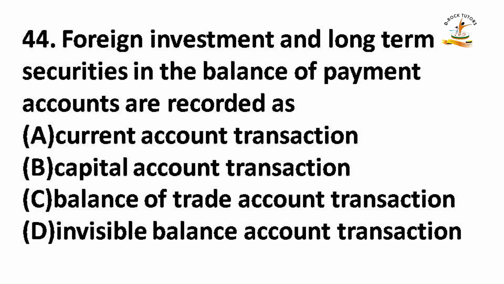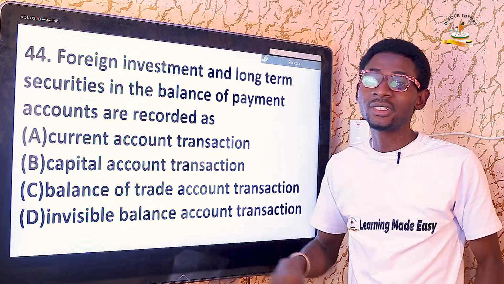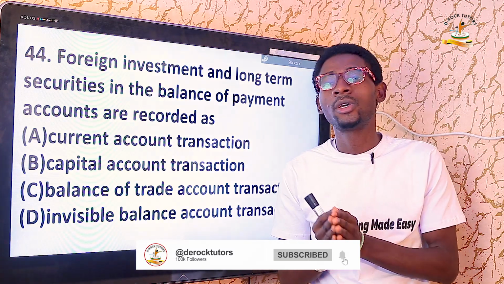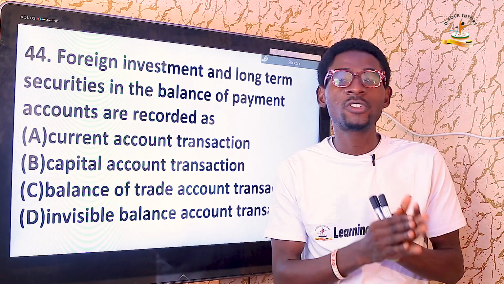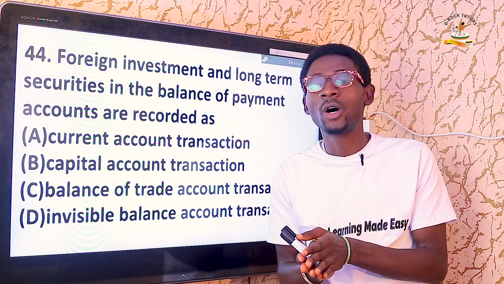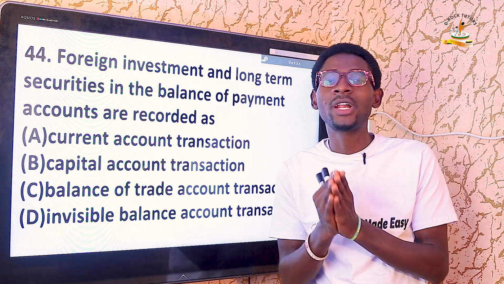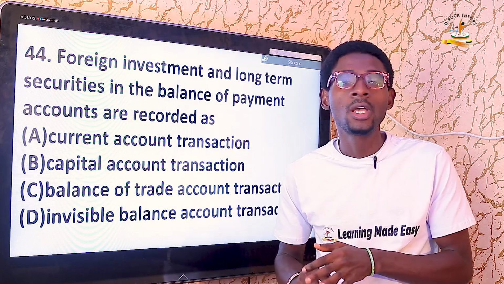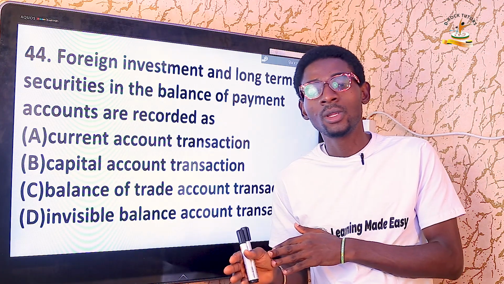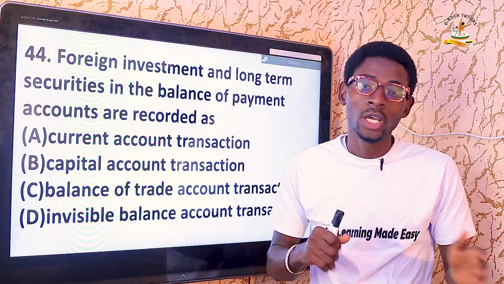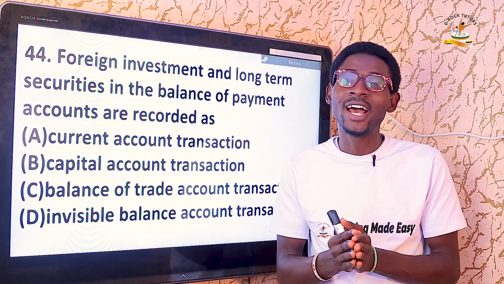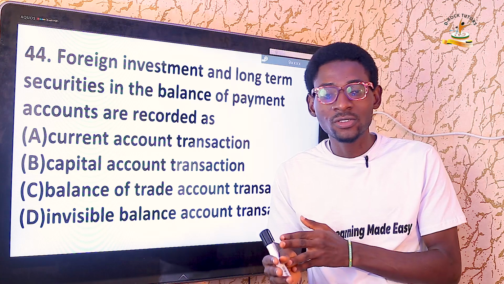44. Foreign investments and long-term securities in the balance of payment accounts are recorded as. Now, under foreign trade, we have what we call terms of trade. And terms of trade talks about the relationship between a country's feasible export and its feasible import. Now, another term, we have what we call the balance of trade. We have the balance of payment. Balance of trade deals with the feasible export and the feasible import. Balance of payment deals with receipts on exports and payment on imports.